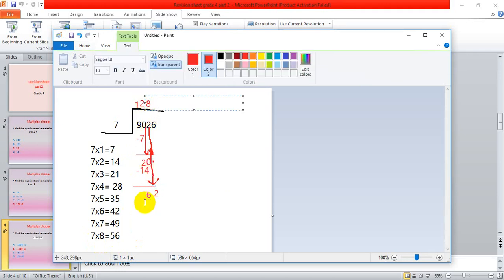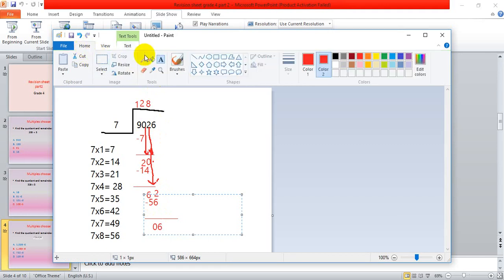And write here minus 56. 62 minus 56: 2 minus 6 can't be done, so borrow 1 from 6, it will be 5, and 2 becomes 12. 12 minus 6 is 6, and 5 minus 5 is 0. Here I have 6. The last digit is 6. Bring down 6 from up.